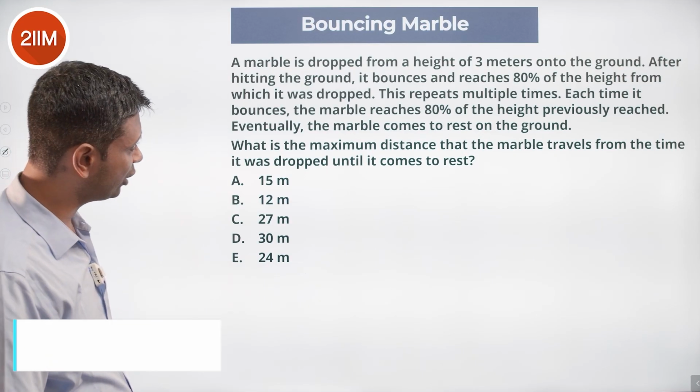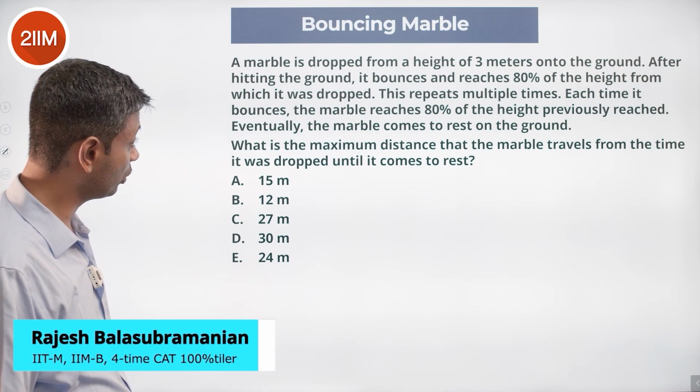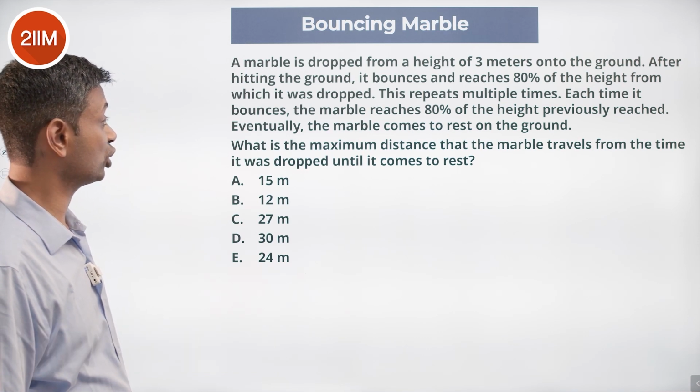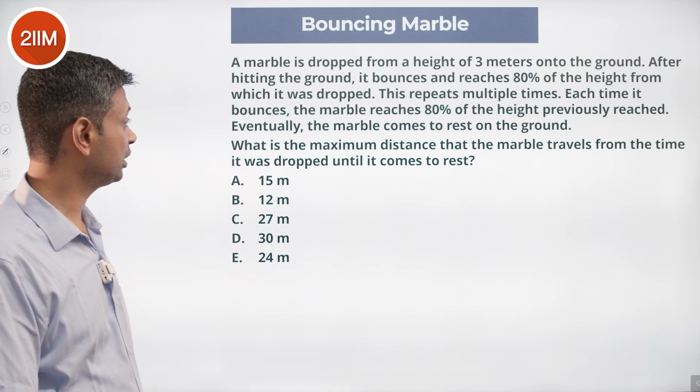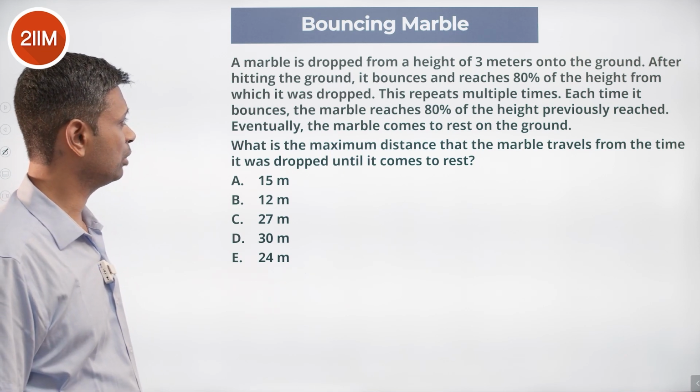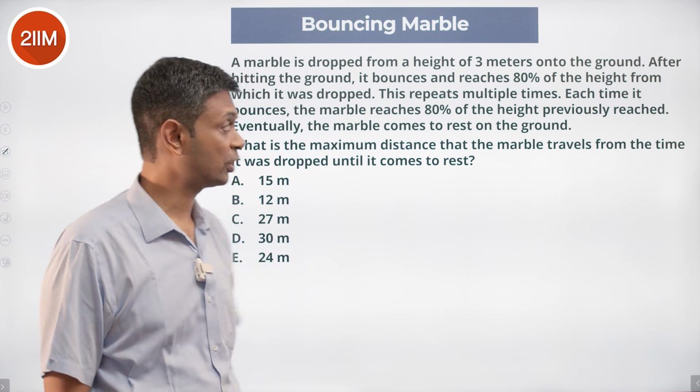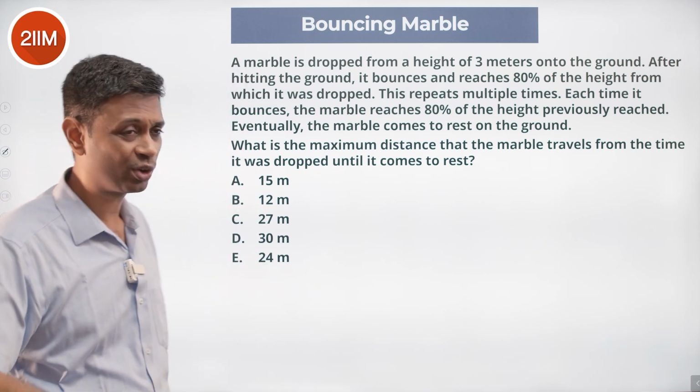A marble is dropped from a height of 3 meters onto the ground. After hitting the ground, it bounces back and reaches 80% of the height from which it was dropped. This repeats multiple times. Each time it bounces, the marble reaches 80% of the height previously reached. Eventually, the marble comes to rest on the ground.